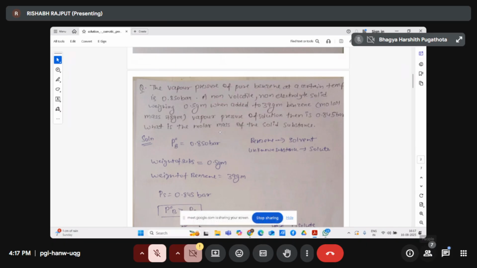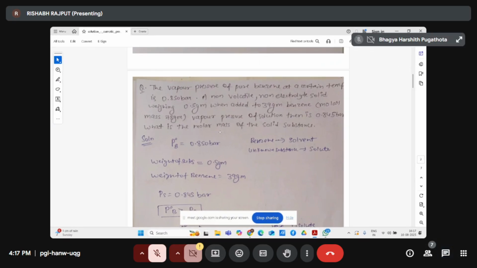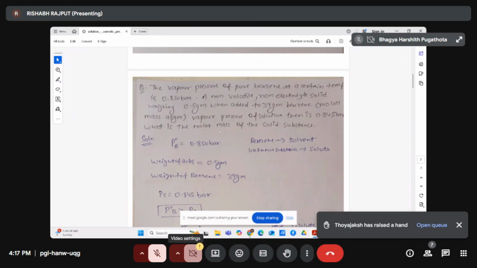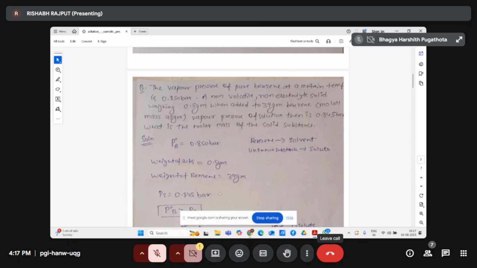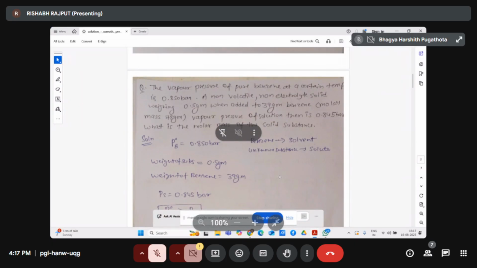See here, unknown substance weight is 0.5 gram and benzene weight is 39 gram. You can understand here, unknown substance is the solid and benzene is the solvent. Why? Because the weight of benzene here is more than the unknown substance. That is why we call benzene the solvent. And you can focus here.